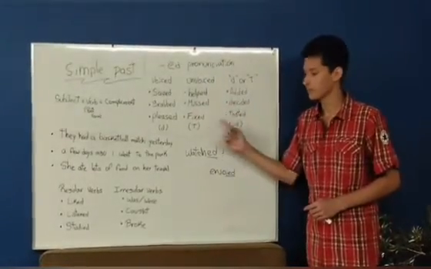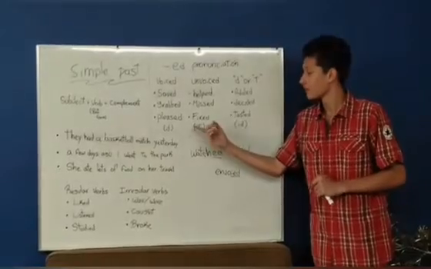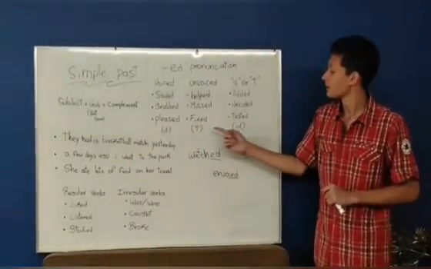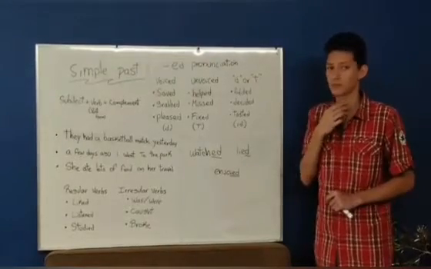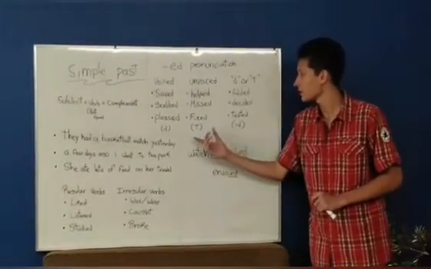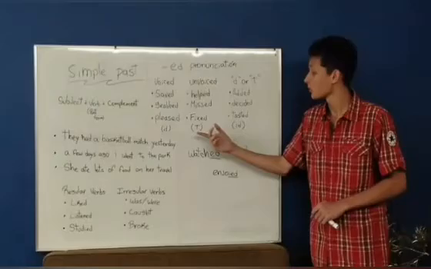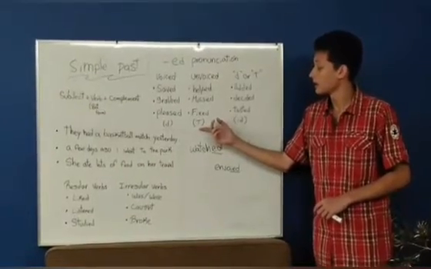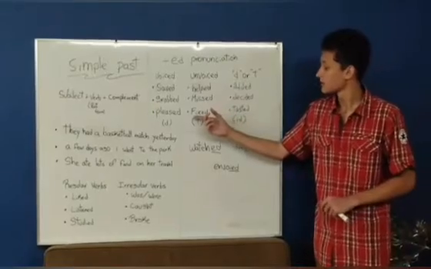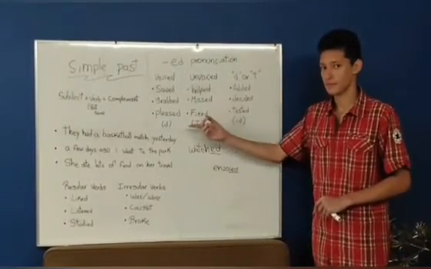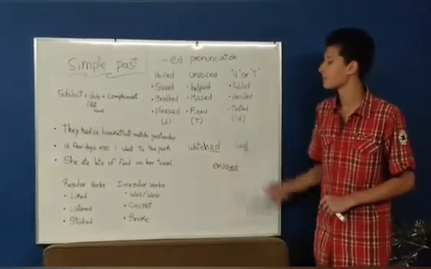Missed. Okay, the last example, fix. The verb fix ends with X. It doesn't make a vibration. So the ed sounds like the letter T. So it's now fixed. Fixed. Okay.